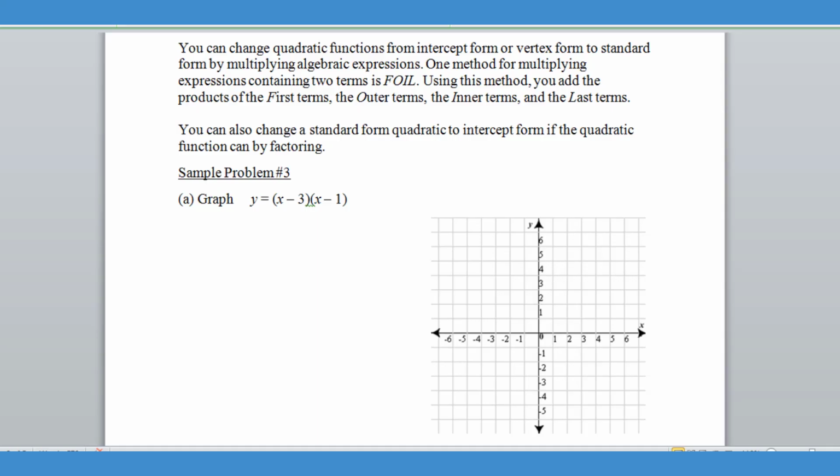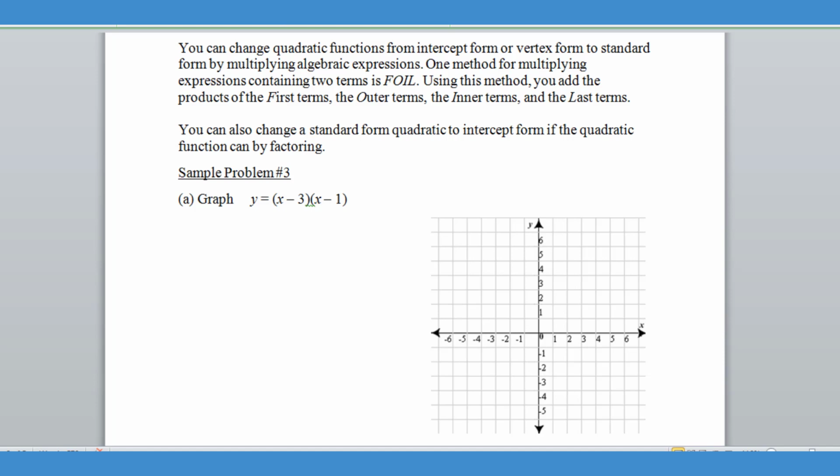So before we work a couple samples here, something that you may have noticed is that between the vertex form and the intercept form and standard form, there's many different ways for us to move back and forth between the 3 types of quadratic forms. Now, the intercept form is what we would simply call the factored form of a quadratic. So if we took the standard form and factored it, you would end up with the intercept form.